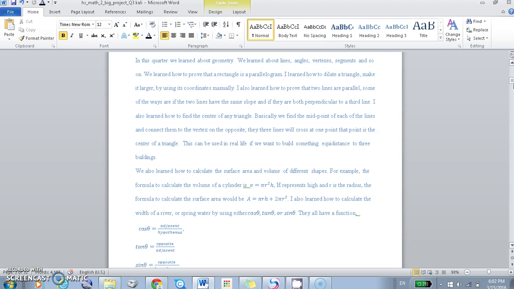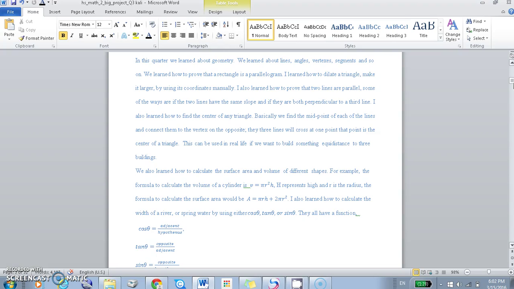I also learned how to calculate the surface area and the volume of different shapes, like the cylinder, the sphere, and the cube. The formula for the volume of a cylinder is V equals pi r squared h, where r is the radius and h is the height. The surface area of the cylinder would be 2 pi r h plus 2 pi r squared.